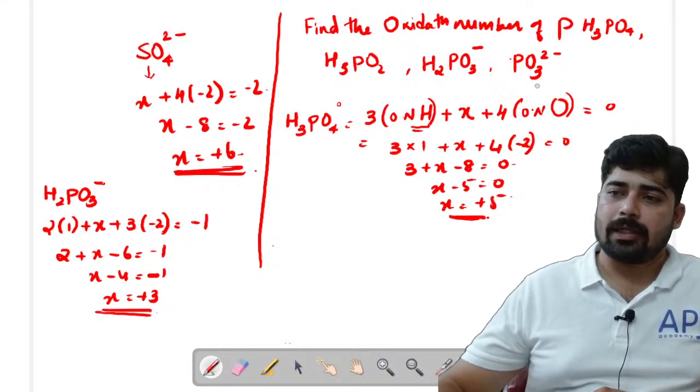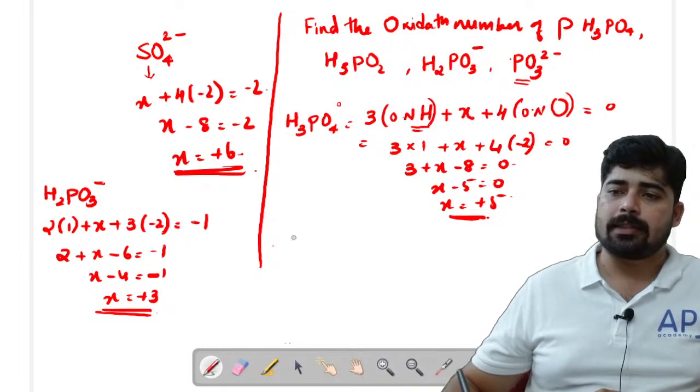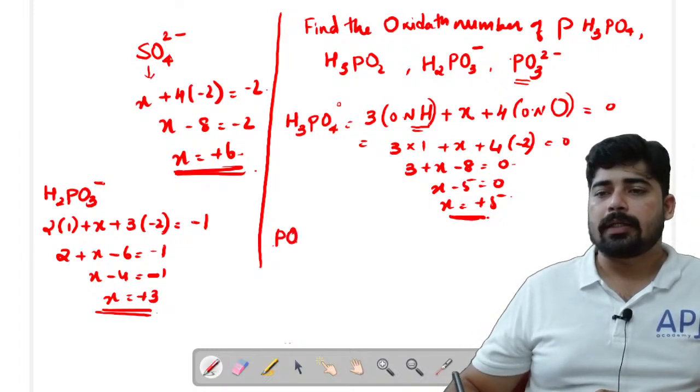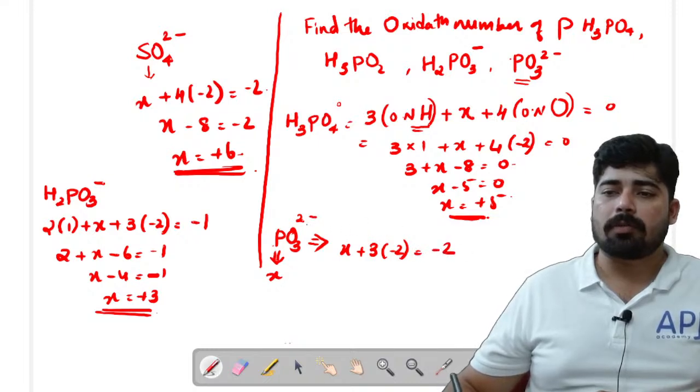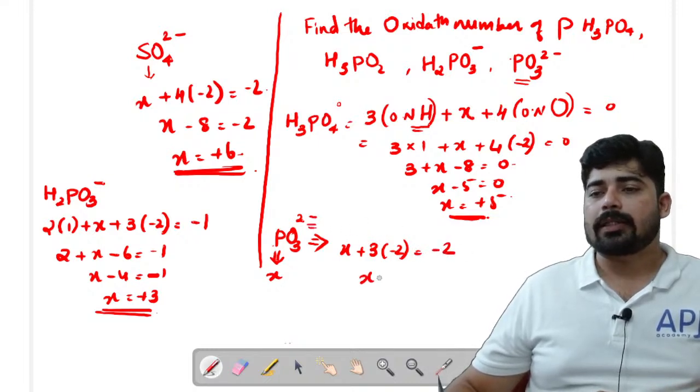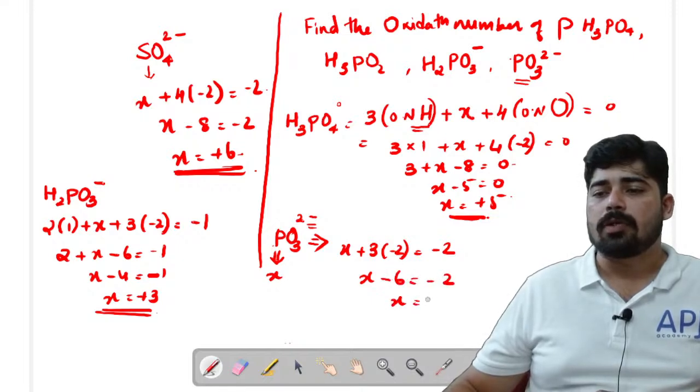Now let's check the last one, PO3 2 minus. In PO3 2 minus, you can put the oxidation state of phosphorus as X. So X plus 3 into minus 2 equal to minus 2, since the charge on the molecule is minus 2. So X minus 6 equal to minus 2. So X is equal to plus 4.